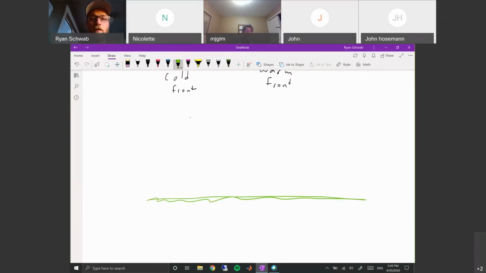Okay. And so we're standing here, standing on the ground, looking kind of sideways. This isn't a top-down, this is a first-person view, kind of what's going on. So if our cold front is coming in, it's moving in this way, this is going to be cold air.